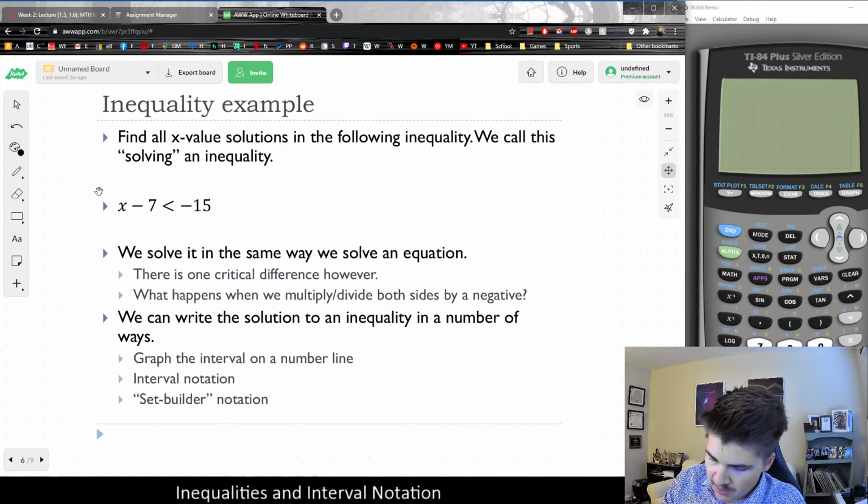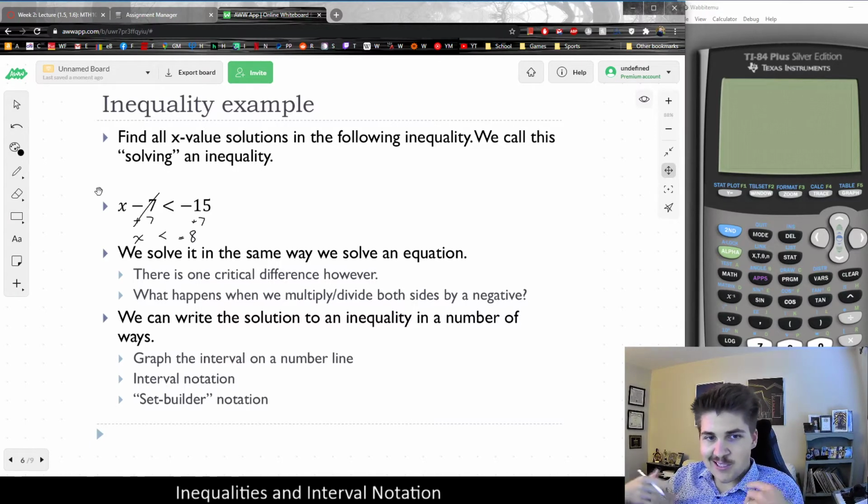So, if we were to add 7 to both sides here, that would leave us with x, and this would turn to 0, is less than negative 8. And this would be as far as we could go in terms of simplifying our answer. For some reason, the negative sign came out looking like an equal sign on my tablet.